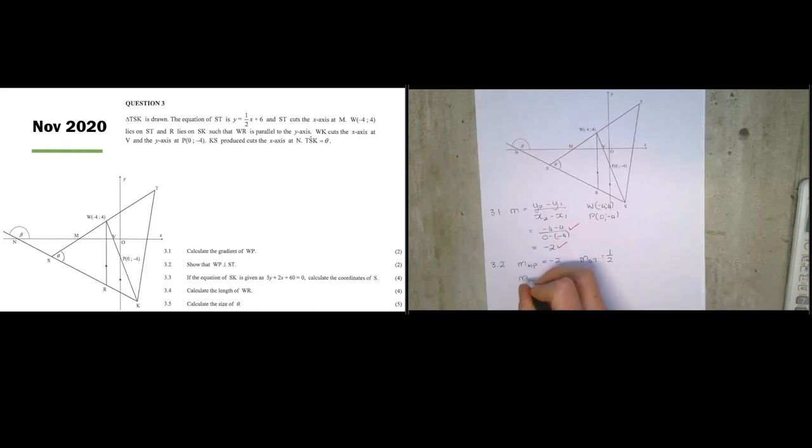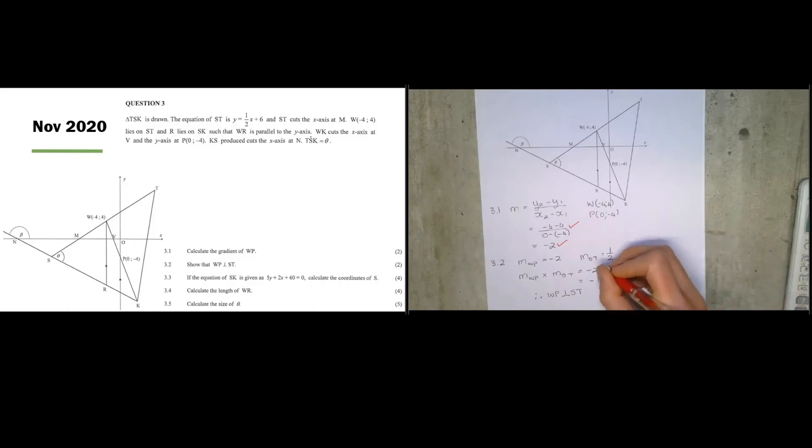So the gradient of line WP times the gradient of line ST. Negative 2 times a half works out to be negative 1. So what does that mean? It means that WP is perpendicular to ST. So I have shown it. Where do the marks go? For the multiplication and for getting to the negative 1. Please do not forget your conclusion. We need the conclusion there for you to get the final mark.